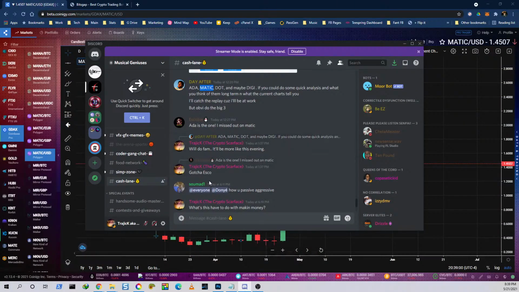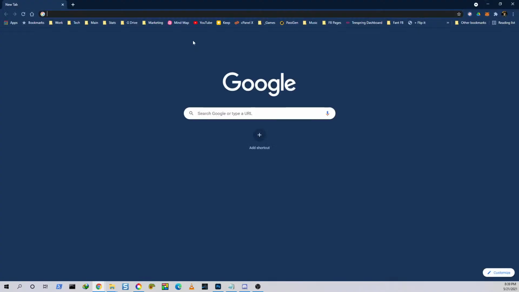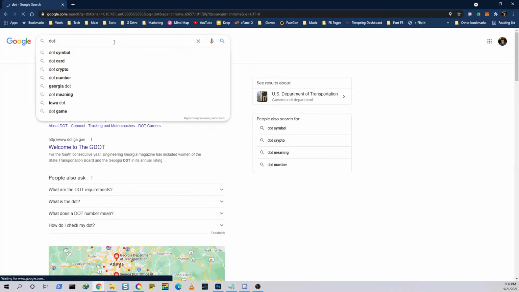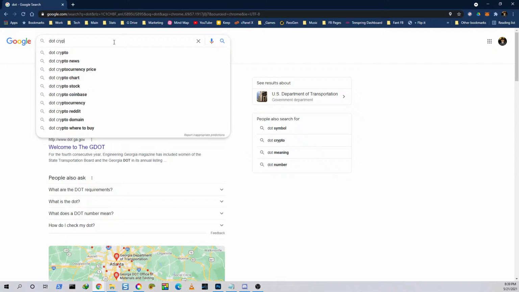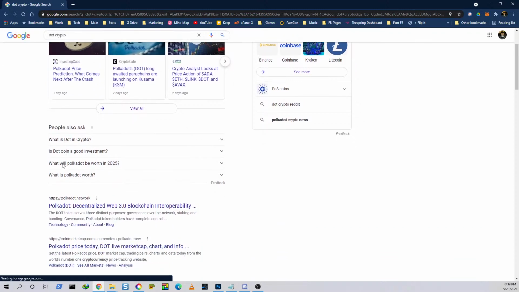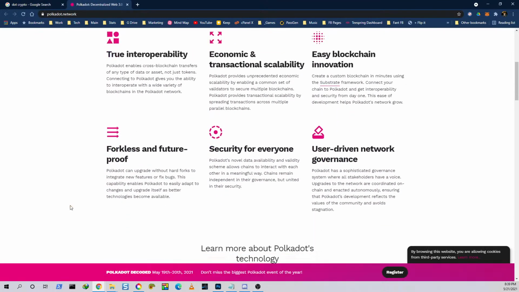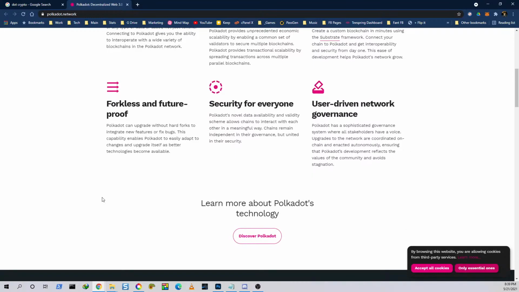Dot, D-O-T, Polka Dot. Yes, Dot is another big one. I don't know much about Dot as a whole. Crypto. I know if you want to understand Polkadot, you are going. I don't get this. I bought it. Straight up, I'll just say it. I bought it. I understand this, but this one is big, especially when you look at the price.